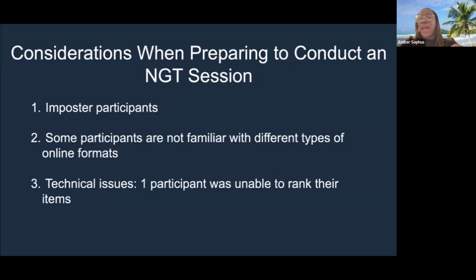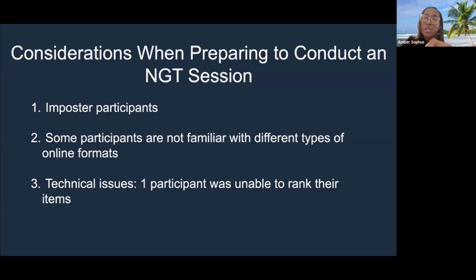Some participants are not familiar with different types of online formats. Some participants may not be familiar with Google Sheets. They may have issues just staying logged into Zoom. It may be dependent on age. It may be dependent on their tech savviness. So having that important first step of really describing what you want them to do and showing them what you want them to do is important.